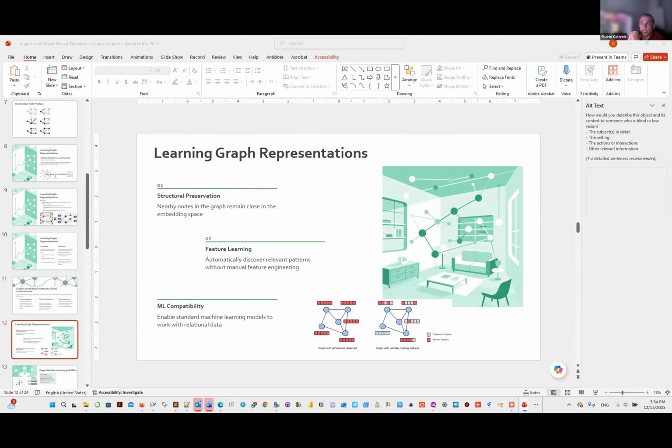The representation must ensure that the structure will be preserved, the features will be learned, and that it is compatible with the machine learning paradigm. Looking at this picture, we have the mosaic graph, and these are the features, which are partially missing. Sometimes there are new nodes appearing in the network for which we do not have the information, but it will be calculated over time.